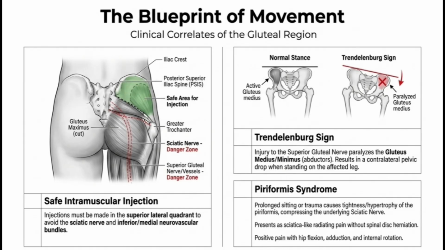Second, the slide illustrates the Trendelenburg sign. An injury to the superior gluteal nerve paralyzes the gluteus medius and minimus. Consequently, when the patient stands on the affected leg, the contralateral hip drops pathologically due to abduction failure. Finally, we address piriformis syndrome. Spasm or hypertrophy of the piriformis muscle compresses the closely underlying sciatic nerve, causing sharp, radiating pain that perfectly mimics discogenic sciatica despite a completely normal lumbar spine.